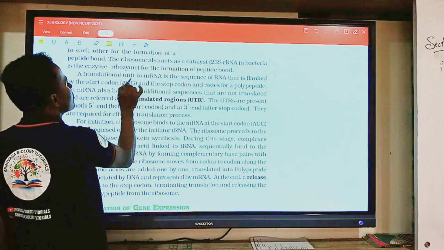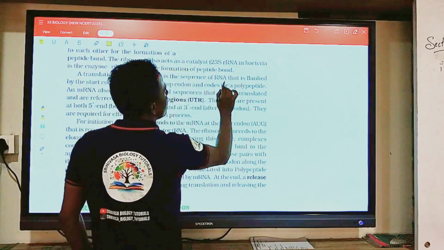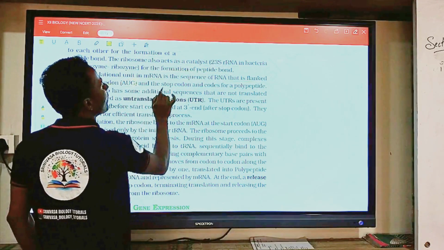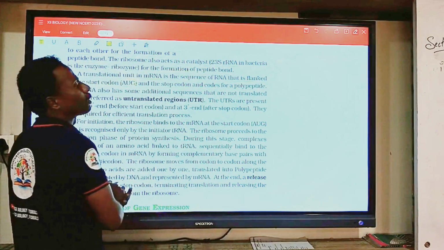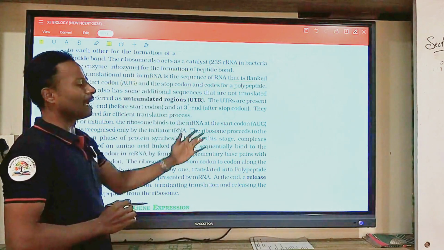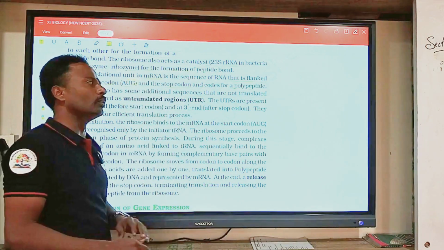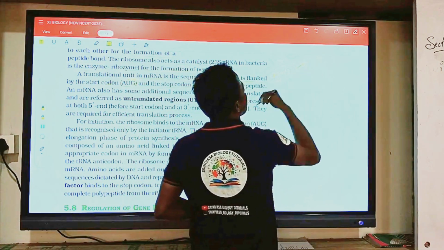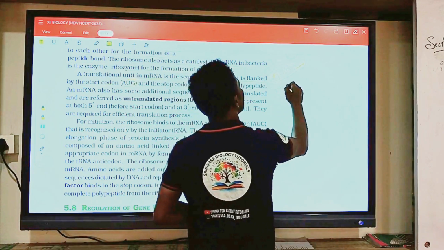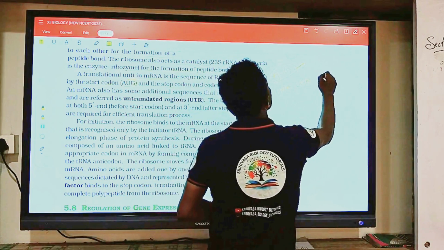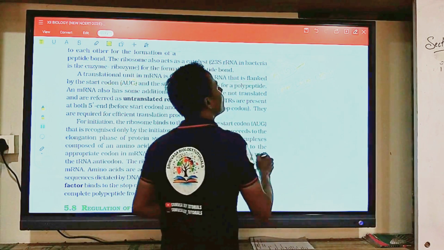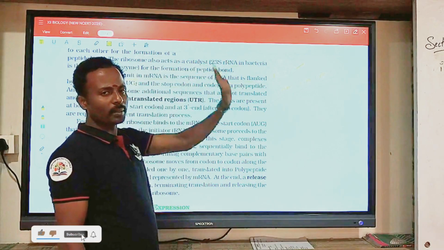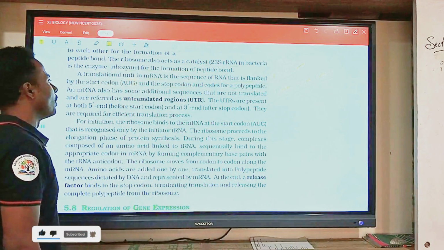Next, the translation unit: the mRNA is a sequence of RNA flanked by a start codon, that is AUG, and a stop codon, and it codes for a polypeptide. So the initiator codon is AUG, am I right? The stop codons are also present, like UAA, UGA and UAG. These are the stop codons. When a stop codon is present, what happens? It completely stops the formation of peptide bonds.